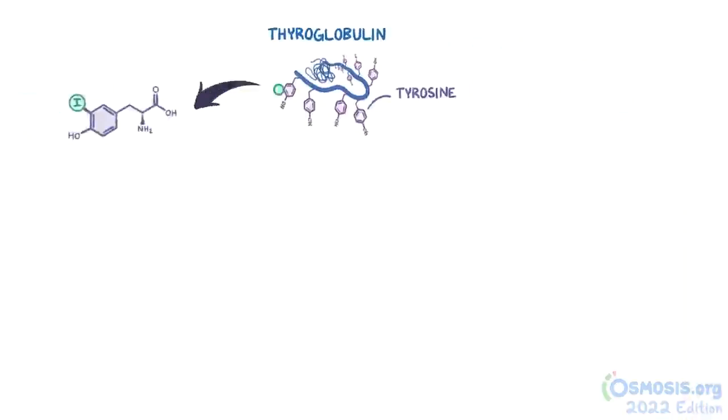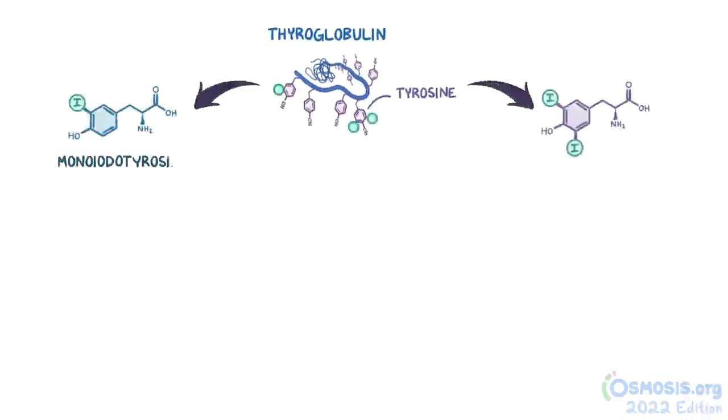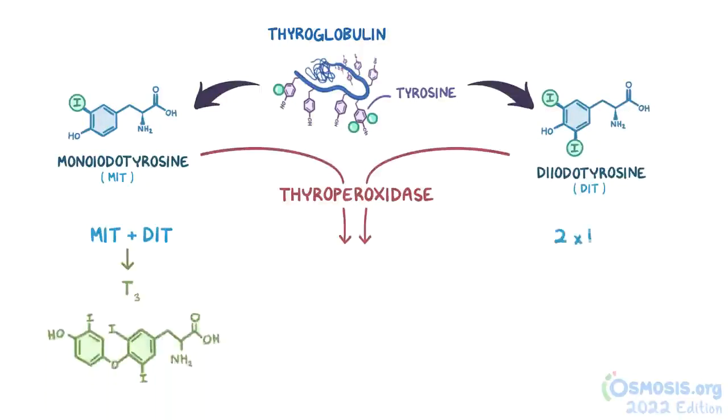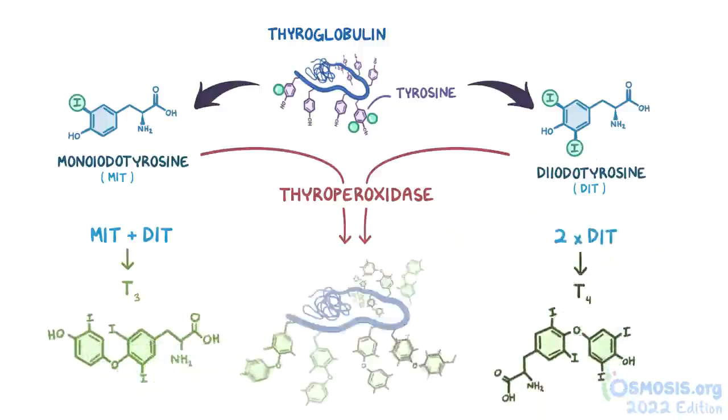Some tyrosine residues are bound by only one iodine atom, whereas others are bound by two, yielding monoiodotyrosine, or MIT, and diiodotyrosine, or DIT, respectively. These molecules are then linked together by thyroperoxidase. Linking one MIT with one DIT creates T3, while linking two DIT molecules creates T4, and both T3 and T4 remain bound to thyroglobulin. You see, thyroglobulin basically serves as a peptide that stores these hormones on it in the colloid until it's ready to be used, and T4 is created in greater amounts than T3.